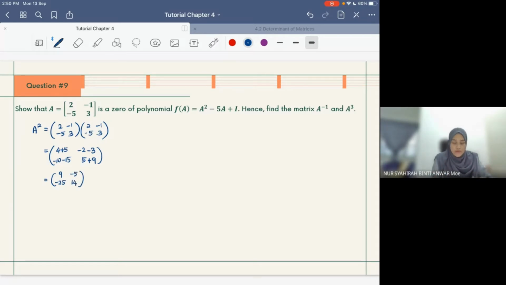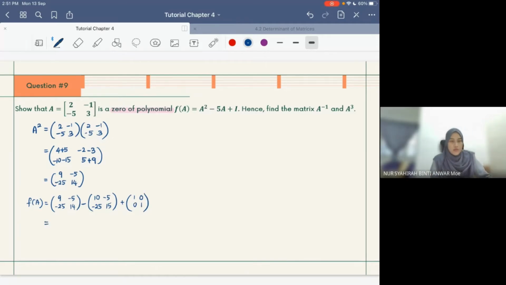So this is our A square. Now we want to show whether it will give the zero of the polynomial. So f of A will be equal to A square, which is 9, negative 25, negative 5 and 14, minus 5A. We directly multiply. So here we have 10, negative 5, and negative 5 times 5 is negative 25, and 3 times 5 is 15. Plus the identity matrix I, which is 1, 0, 0, 1.